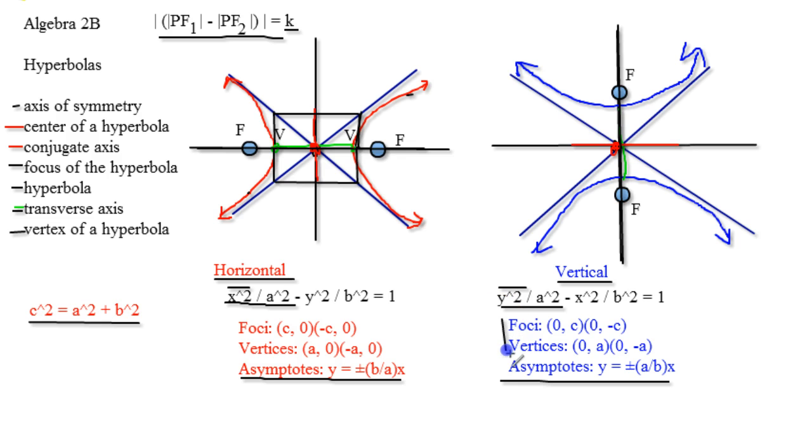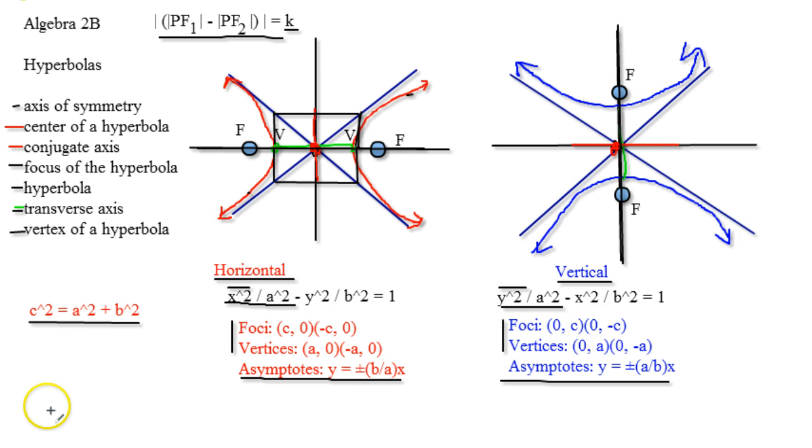We already know how to do foci and vertices, so that's pretty simple. But for the asymptote, all you need is b divided by a for the horizontal hyperbola that we are dealing with. And then for the asymptotes of a vertical hyperbola, you're going to do a divided by b, and obviously the c and the a are all going to be flip-flopped from what you're used to, or from the horizontal.